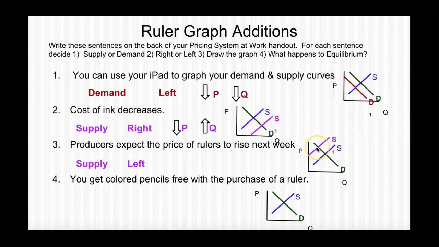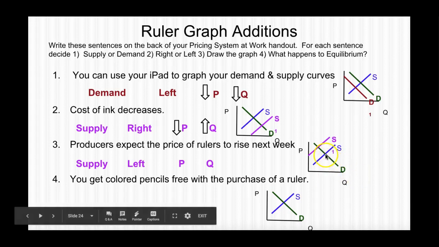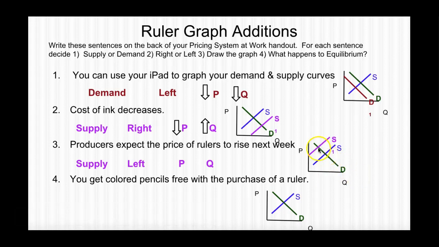So here's our left shift in supply. And we have to ask ourselves what happens to equilibrium price and equilibrium quantity. Here's my original equilibrium. Here's my new equilibrium. What happened to my price going from here to here? My price went up. What happened to my quantity going from here to here? Quantity went down.